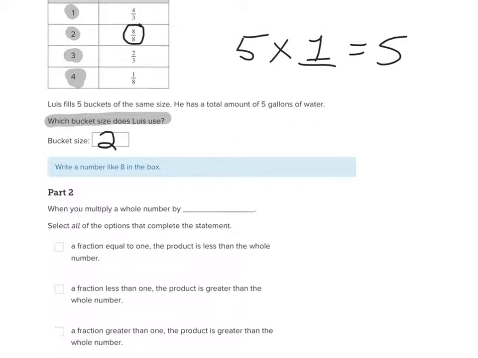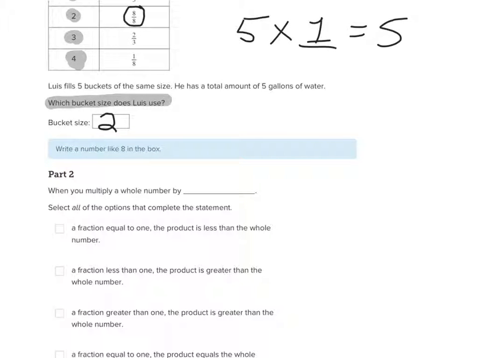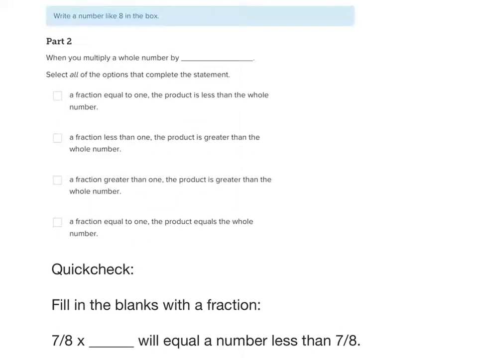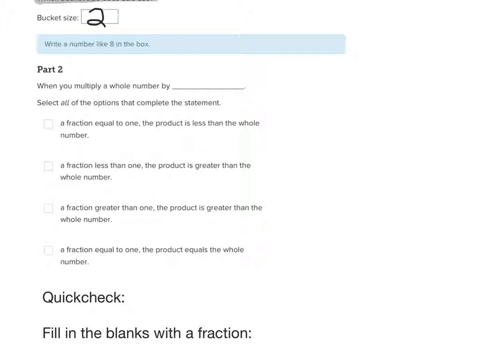Part 2. When you multiply a whole number by something, select all of the options that complete the statement. All right. So when you multiply a whole number by, let's look at the first option, a fraction equal to 1, the product is less than the whole number. No, it would be the same. Multiplying by 1 keeps the number the same. That is not the correct answer.